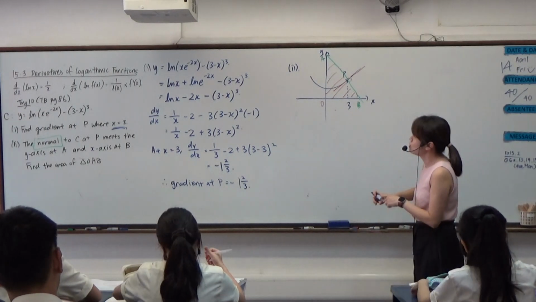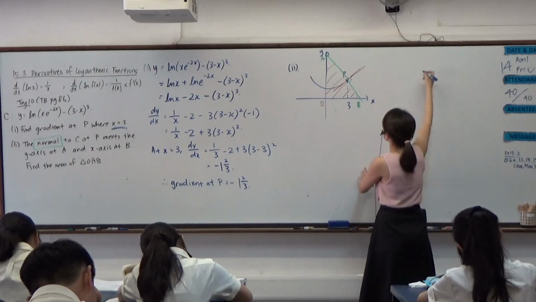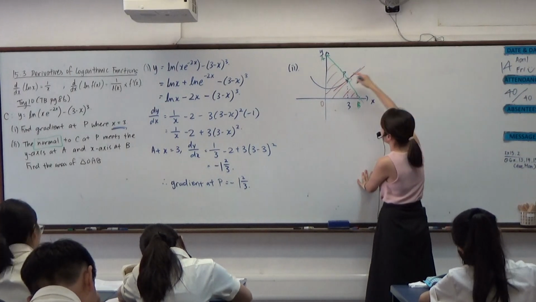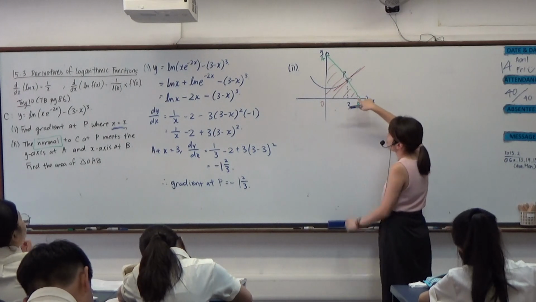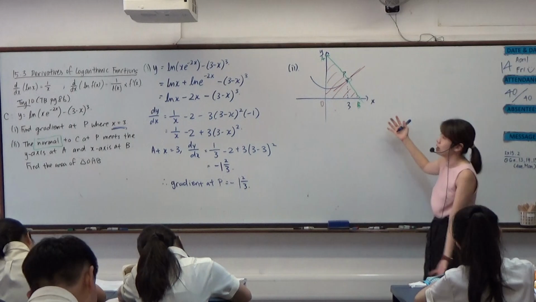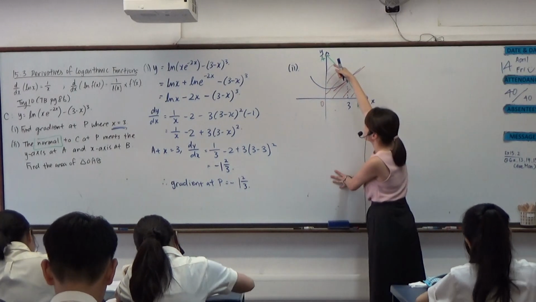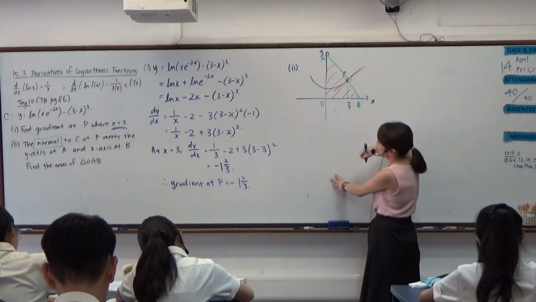So find the area of triangle OAB. To find the area of the triangle OAB, I need to know what the 2 points A and B are. If I don't know what the 2 points are, then I wouldn't be able to find out the area. But before I can find out what A and B are, I must know the equation of the normal.